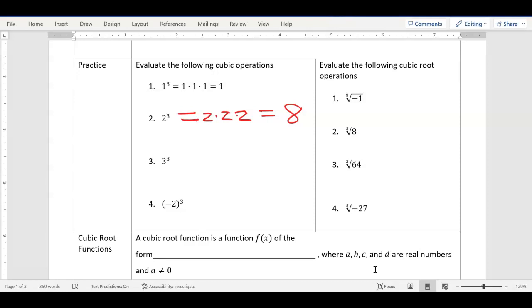Now, 3 cubed is 3 times 3 times 3. So 3 times 3 times 3 is not 9. 3 times 3 is 9, and 9 times 3 is 27.